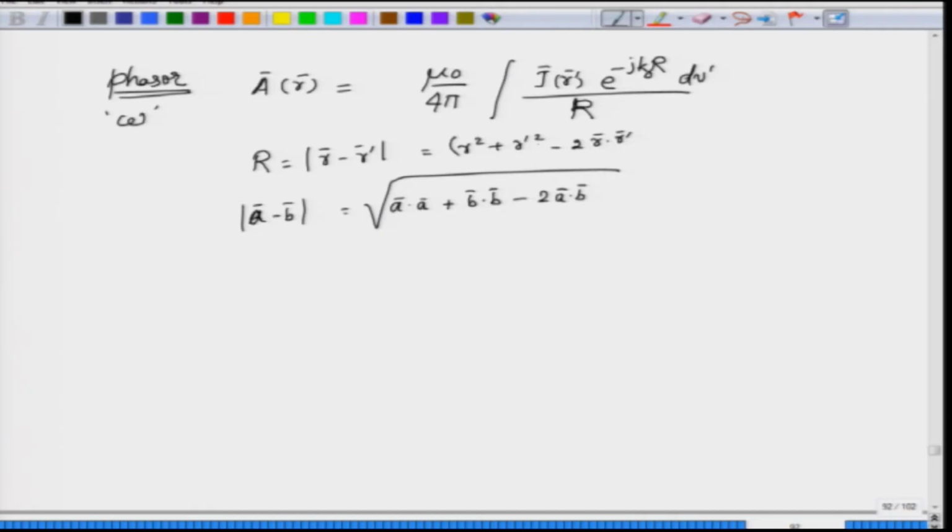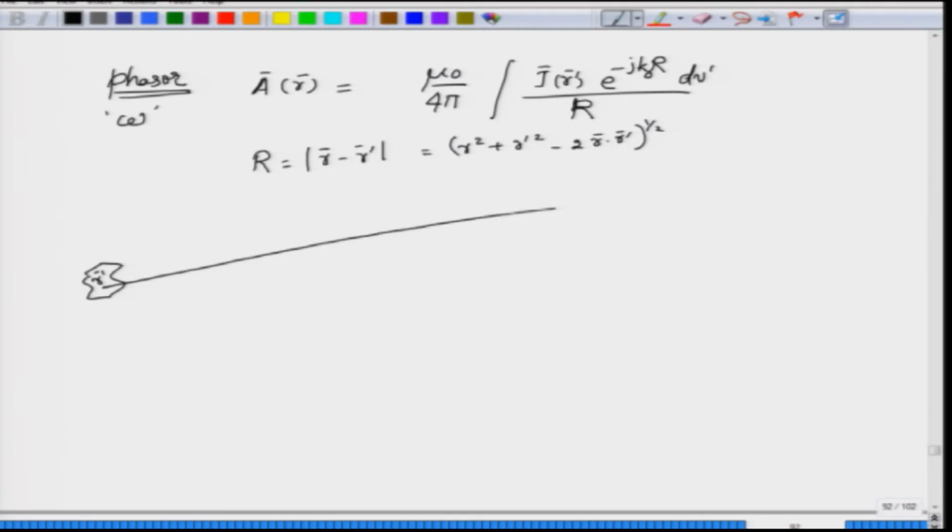Okay. All of this under the root of 2, right. So, this is what you get. Now, we will assume that the source coordinates, or the volume where the source is varying, r prime, is actually quite small compared to the distances at which we are observing this source.